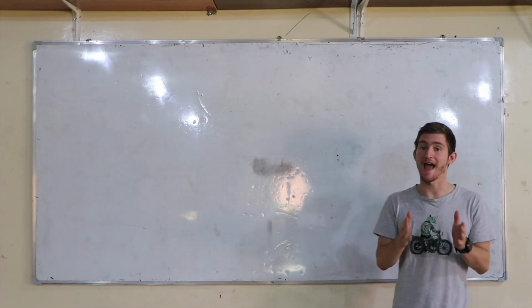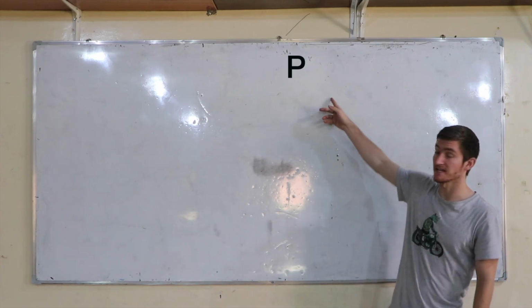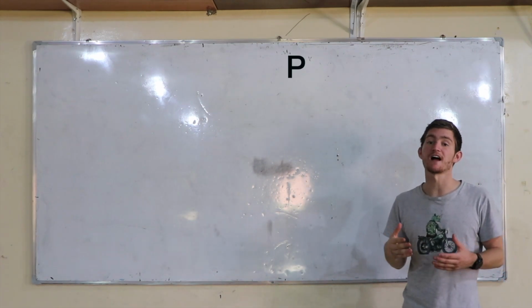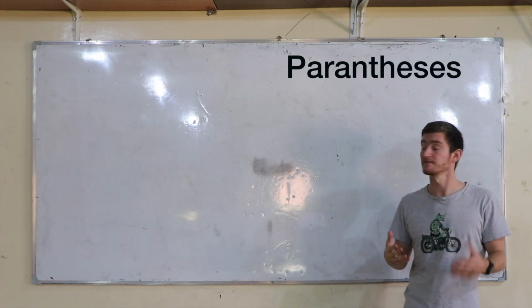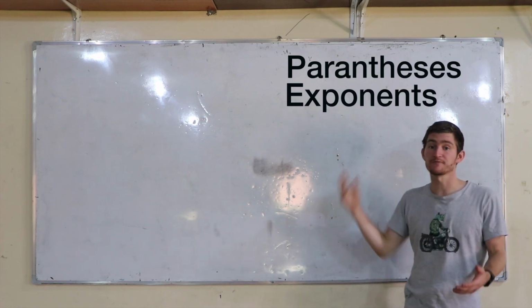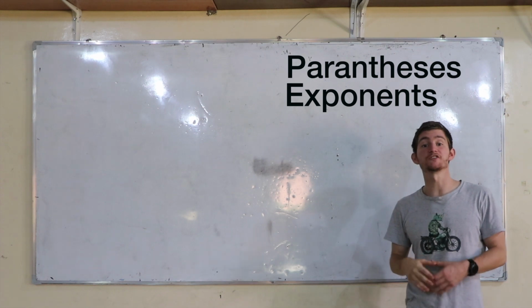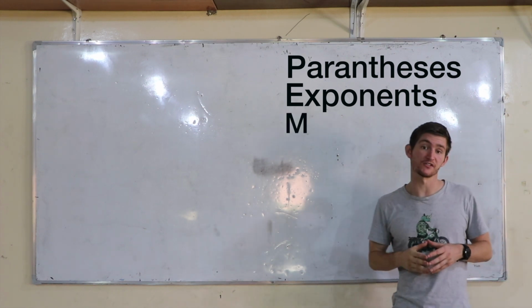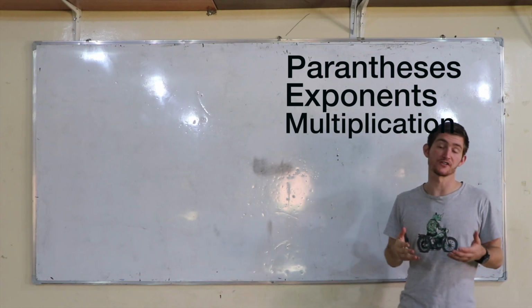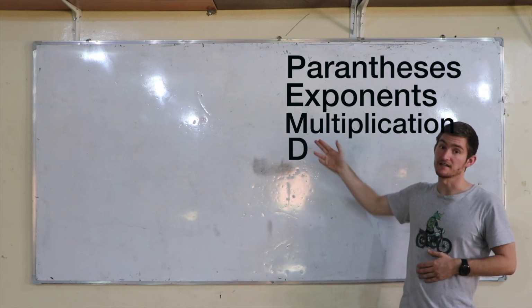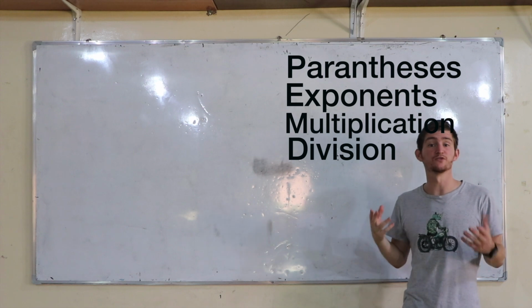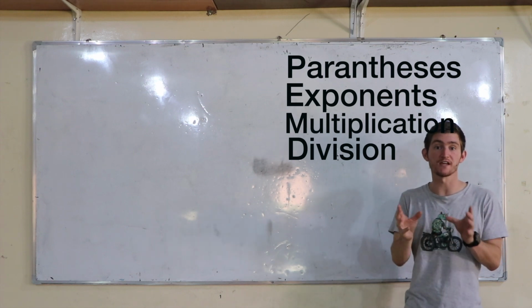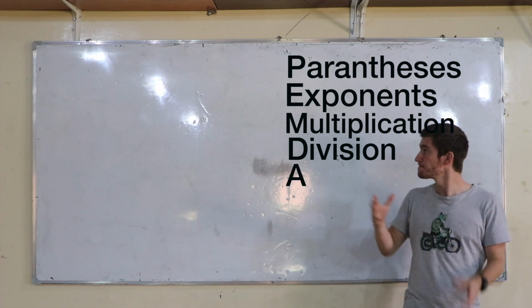So PEMDAS is an acronym. P stands for parentheses. We do what's inside the parentheses first. E stands for exponents. We do our exponentiation second. M stands for multiplication. We do our multiplication next. D is division. We do division alongside multiplication at the same time.